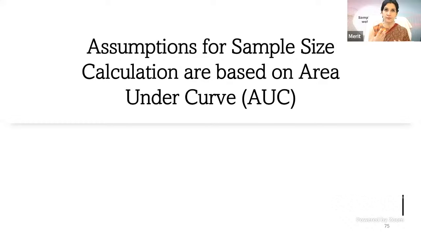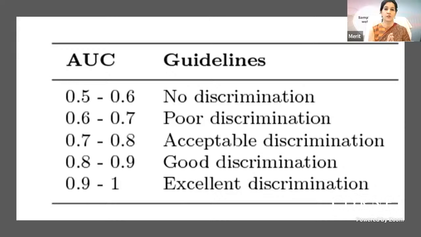So we use the assumption of sample size calculation based on the area under the curve, which is known as the AUC. AUC is an indicator where we plot a ROC, and then using that ROC we see what the discrimination index is. So AUC is a measure of discrimination index. If the value of AUC is 0.5, that means it has no discrimination. So 0.5 to 0.6, no discrimination. 0.6 to 0.7 is a poor discrimination.